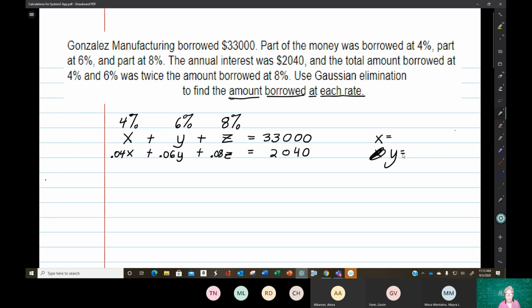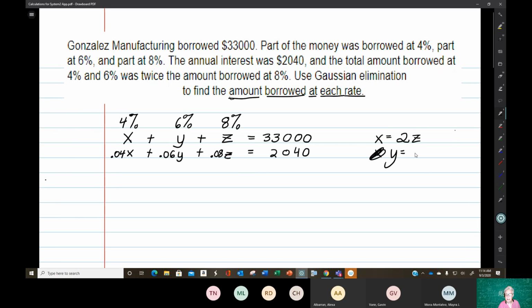Was twice the amount borrowed. Let's see, the total amount borrowed at 4% and at 6%. Now I'm taking that to mean that each of these is going to be twice the amount borrowed at 8%. So I hope I'm understanding them correctly. Language can be bothersome. How about that? So for X to be twice the amount of Z, this is what I would write.